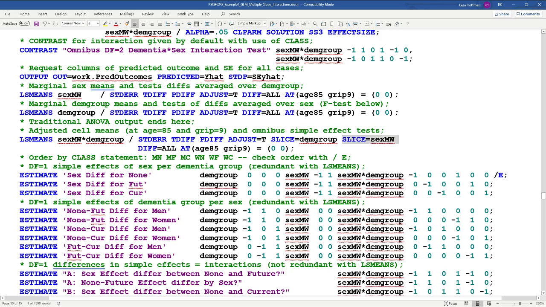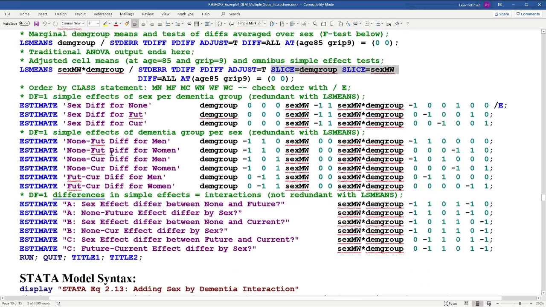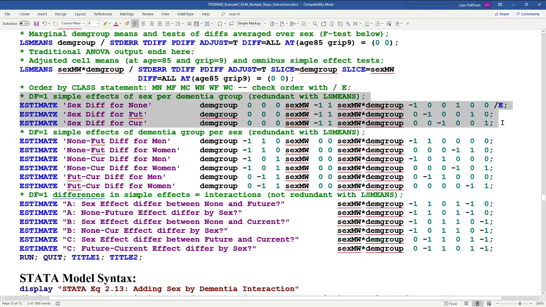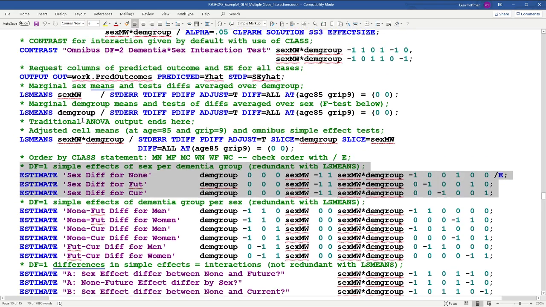So slice is a really nice tool for asking for simple effects within each level of the interacting variables. I have been unsuccessful at getting it to extend to 3-way or higher level interactions though. Here we go then. So this right here, this is the sex differences within each dementia group. This is redundant with what we would get from this LSMeans slice equals dem group.